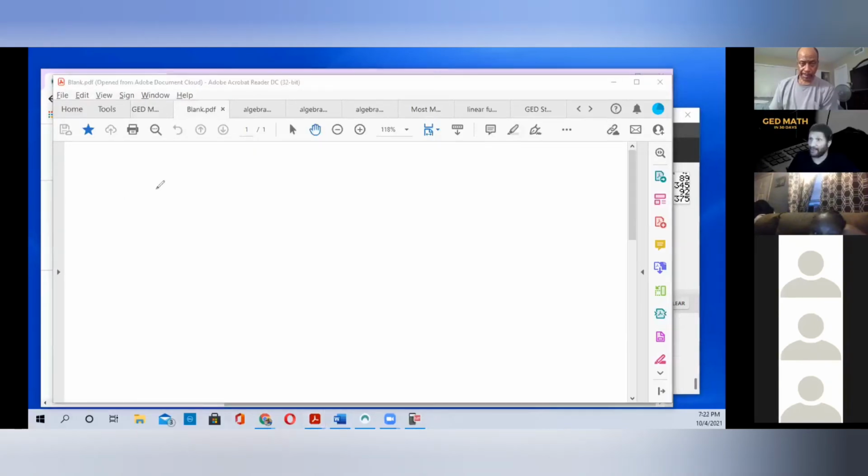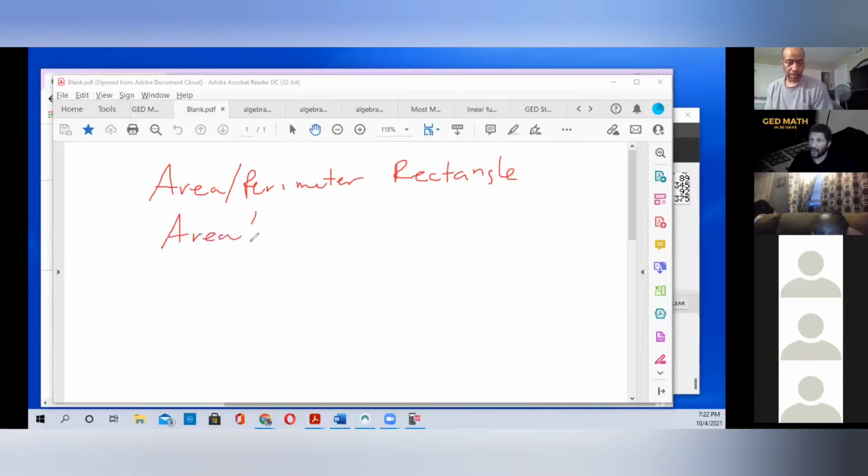The guaranteed area, perimeter of a rectangle. You might see one, or you might see the other. You might see both. Area and circumference of a circle. These are guaranteed every single exam. Okay? Guaranteed. They're going to have volume.